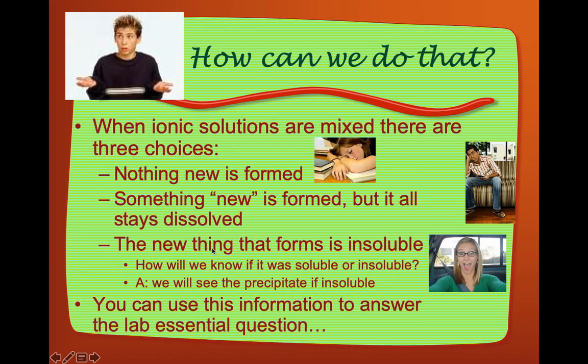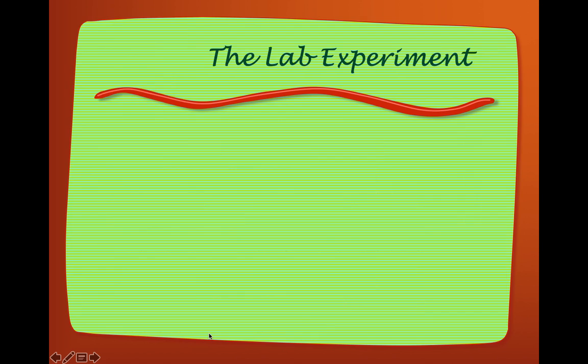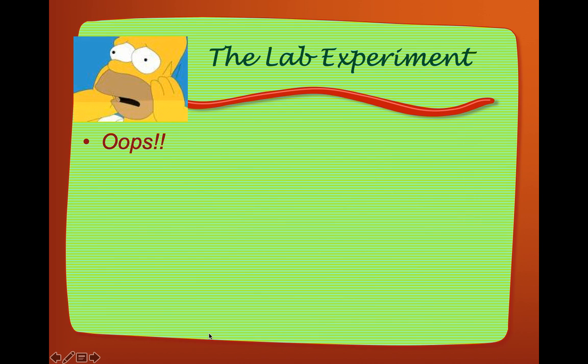So we're going to use this information. So how do I know if something is insoluble? Looking for precipitates, mixing different solutions. We can use all of this to answer the lab essential question. And the lab experiment that we're doing is this. Imagine you have a coworker who made a mistake and they spilled a bunch of chemicals in the chemical storeroom. Oh, how annoying. And then they were nervous, and so they ran away and they didn't tell anybody.